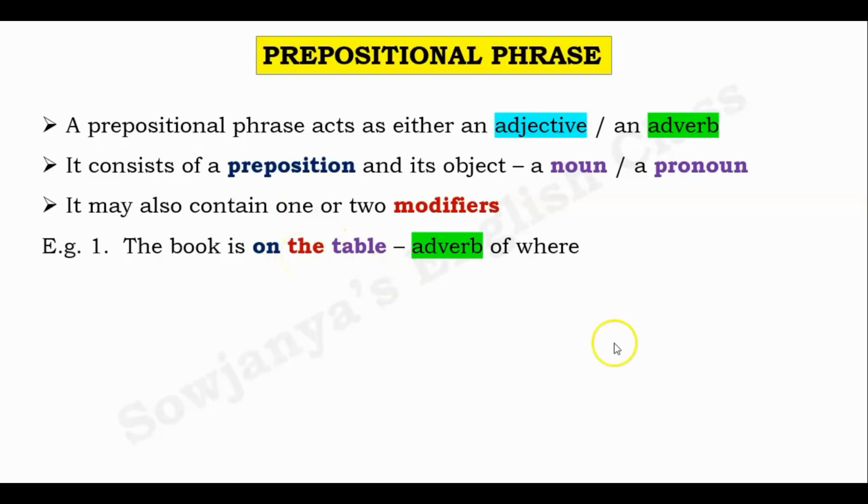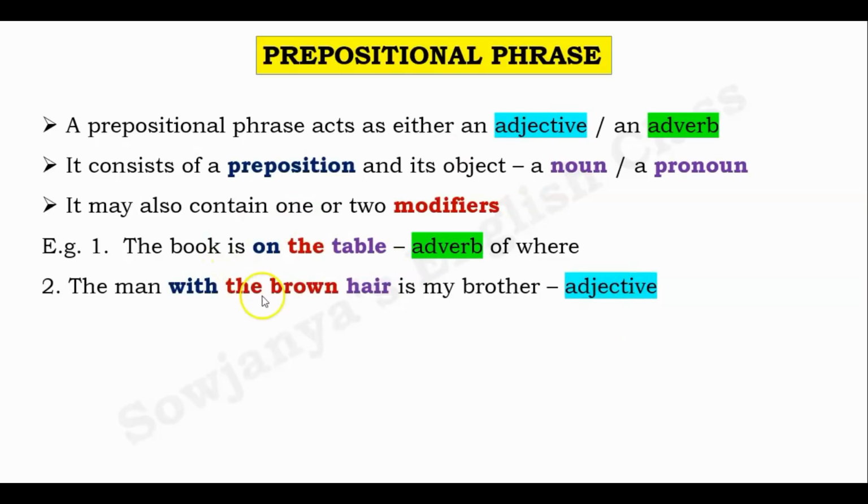The man with the brown hair is my brother. Which man am I talking about? With the brown hair. So, with the brown hair acts as an adjective. Though it started with the preposition with, the entire phrase acts as an adjective. It is modifying the man, that is the noun here.